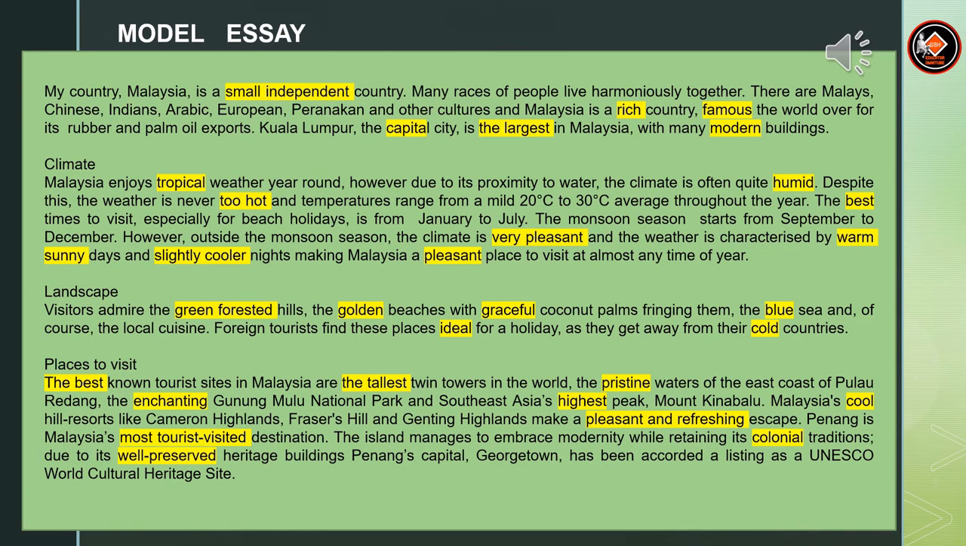Penang is Malaysia's most tourist-visited destination. The island manages to embrace modernity while retaining its colonial traditions, due to its well-preserved heritage buildings. Penang's capital, Georgetown, has been accorded a listing as a UNESCO World Cultural Heritage Site.